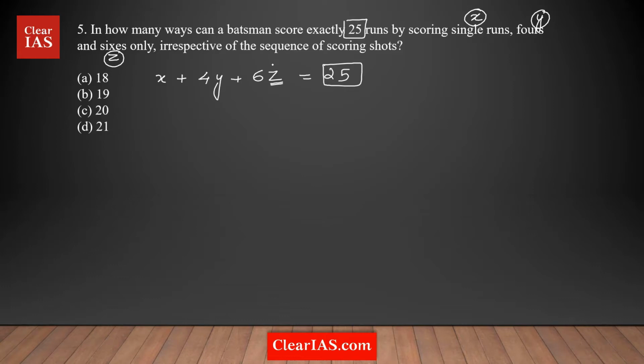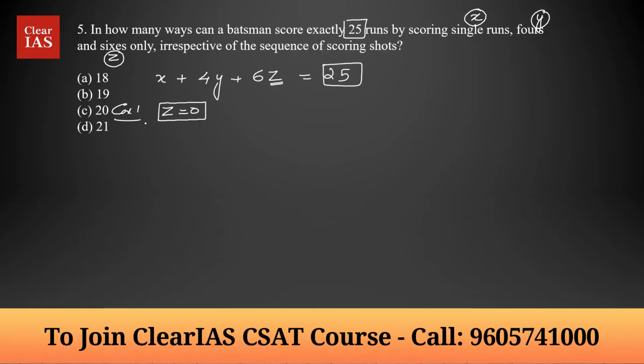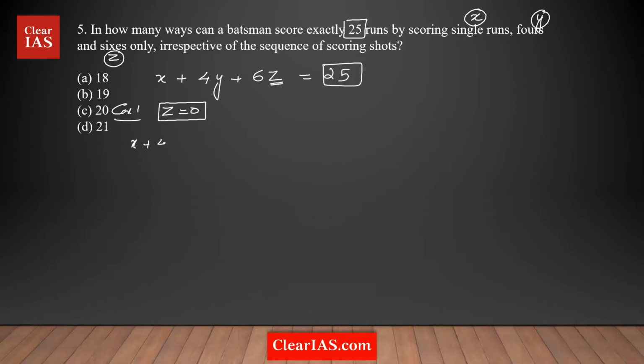So since the number of possible values for z is small compared to other variables, I'm going to consider different scenarios for z here. Okay. First case 1, when z is equal to 0. That means number of sixes he scored is 0. So if z is 0, the equation is going to be x plus 4y is equal to 25. Now what we need to do is just figure out how many combinations or how many possible values are there for x and y to get a 25. So I'm just figuring out what are the possible values of x and y here.